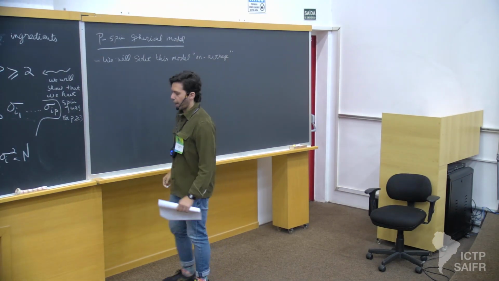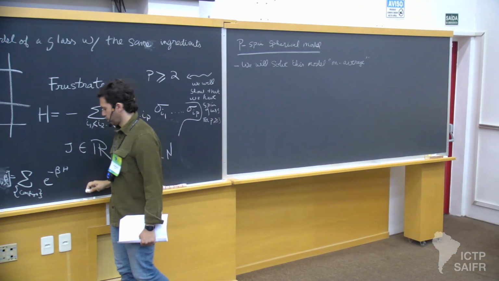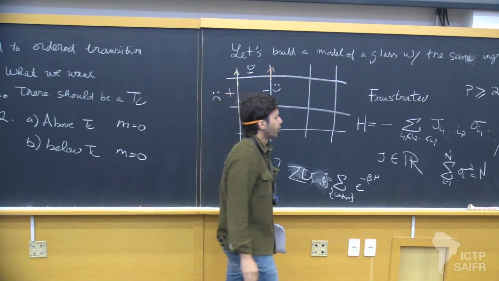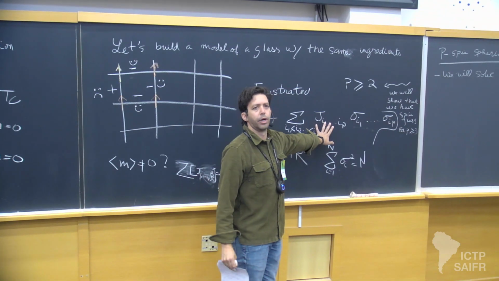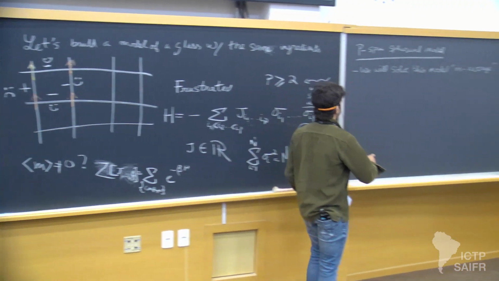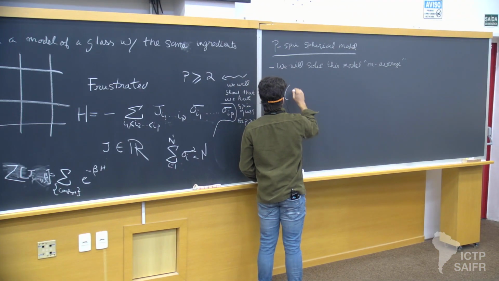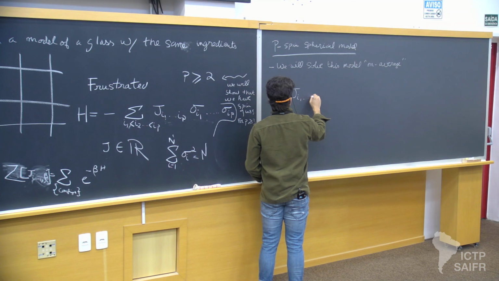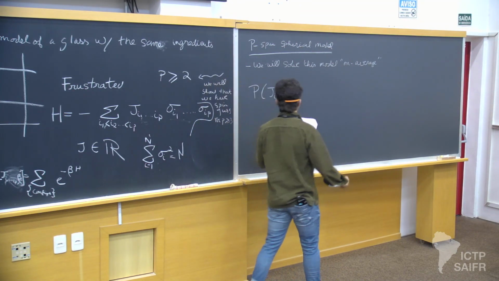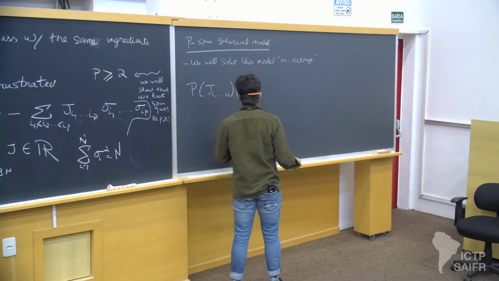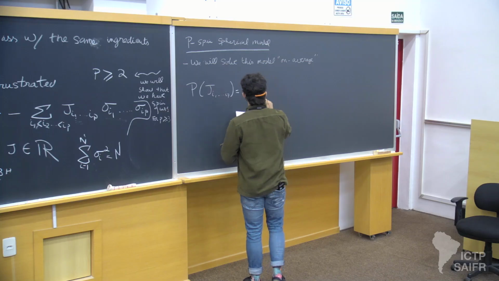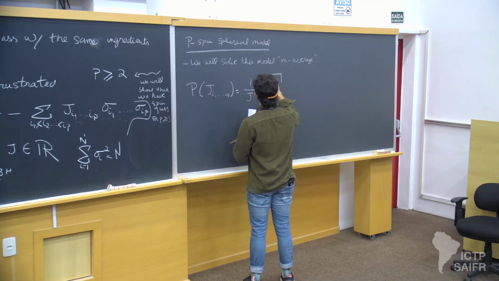So what do I mean by on average? Solving this model on average means that we're not going to fuss ourselves too much with what the couplings are. We're just going to assume that the couplings are sampled from some distribution. And the distribution we're going to choose will be Gaussian. It doesn't really matter what the distribution is, but the important thing is its moments.